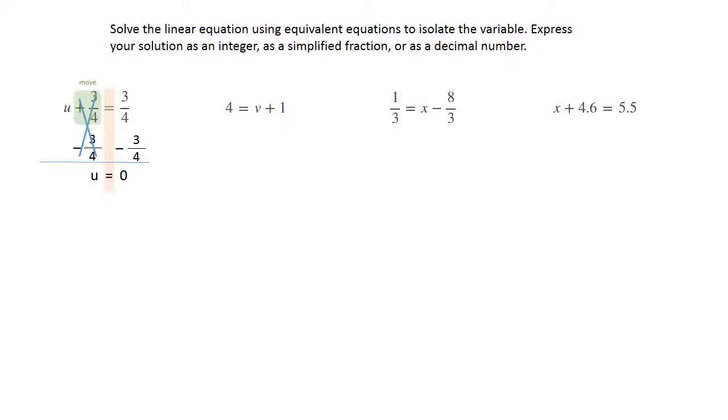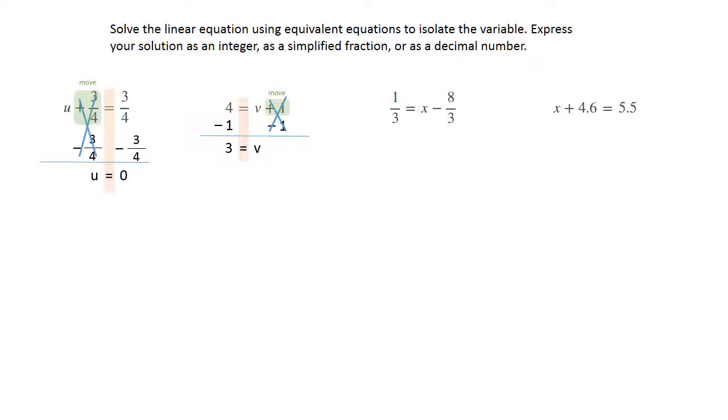Let's look at the second equation. Zero in on the equal sign. We're going to decide that the 1 needs to move. It's being added, so we want to subtract it from both sides. And 4 minus 1 is 3, which is equal to the v.